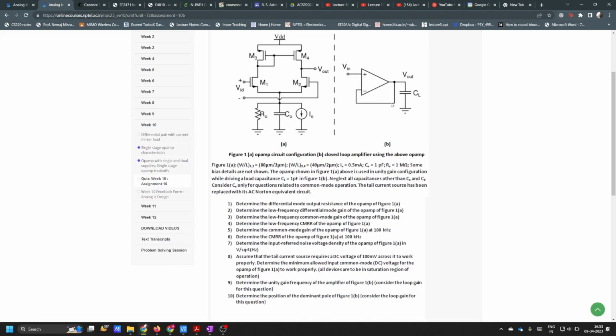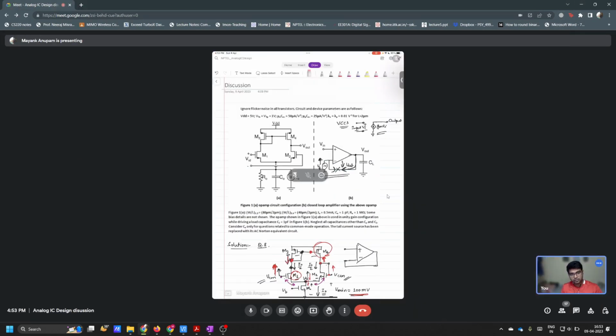So there is no point in common mode or differential mode here. They have already mentioned that this is for figure 1b. So why are you asking this question, common mode, differential mode? They've already said that this is the figure they are concerned about. So what is the meaning of common or differential mode here? There is only one input here.